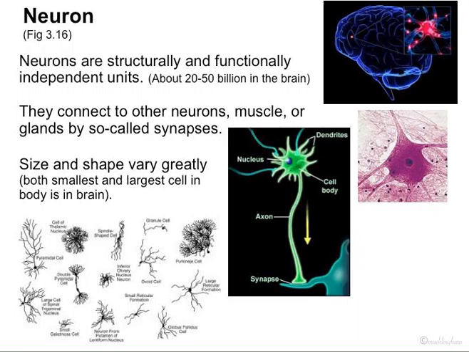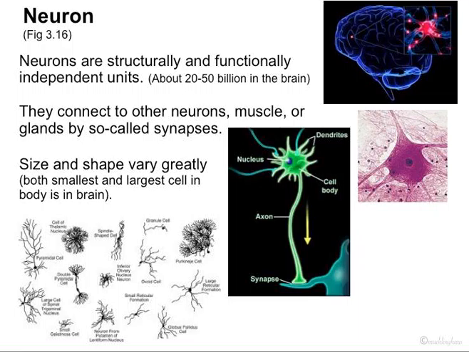Neurons connect to other cells because they got to transmit an impulse, so they got to talk to, they communicate. And when they connect either to muscles, they stimulate a muscle. They connect to glands, so they stimulate a gland to release some hormones. Or they also connect to other neurons. And they connect to those structures via a junction called a synapse. And we're going to talk about that synapse in a moment.